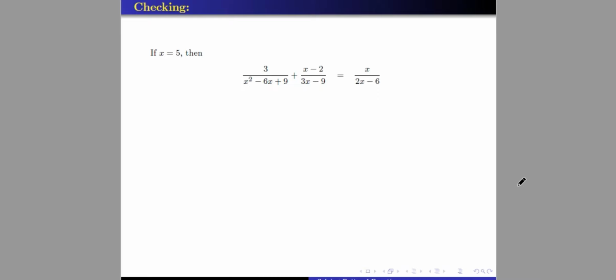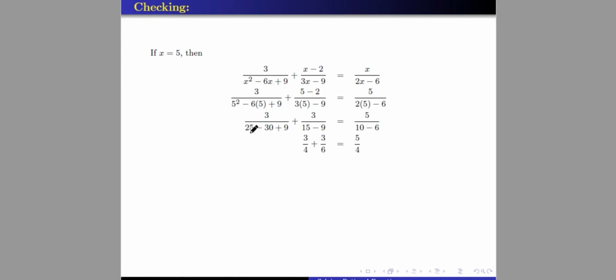So if x is equal to 5, you substitute. Okay, 5 squared is 25. 6 times 5 is 30, so negative because this is minus. 3 times 5 is 15. 2 times 5 is 10. So you operate. 25 minus 30 is negative 5 plus 9, so 4. 15 minus 9 is 6. 10 minus 6 is 4.